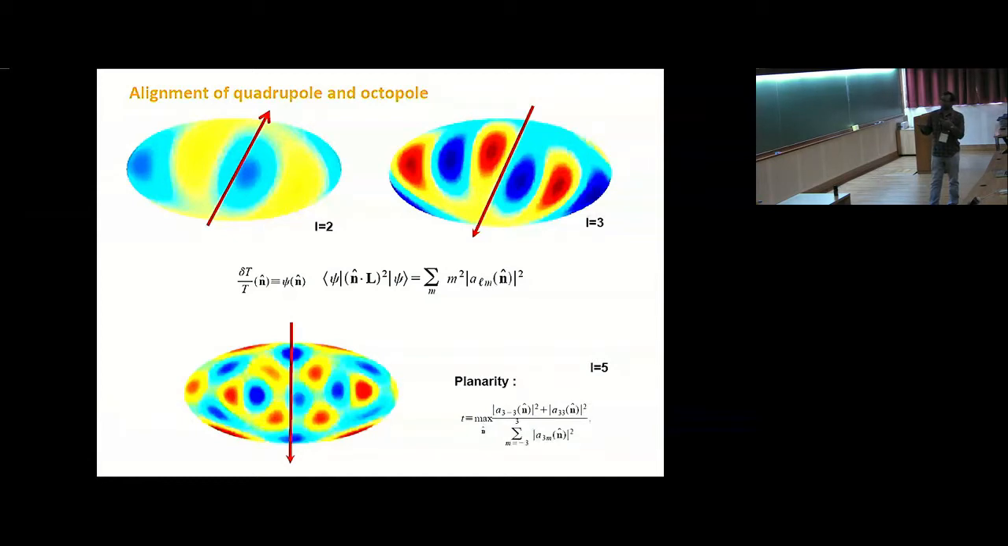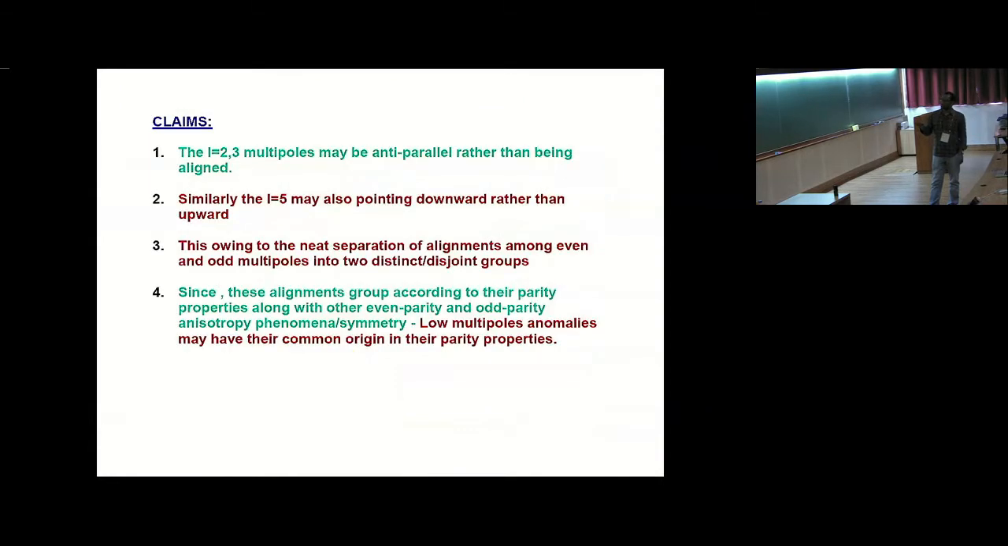And then this L equal to 5, belonging to the odd multipoles, might be pointing downwards. Probably we have to look for a common origin of the low multipoles in parity properties, whether it is mirror parity or point parity, I am not sure, and I don't know why it is parity in the end, but the common origin may probably lie in this. Thank you.